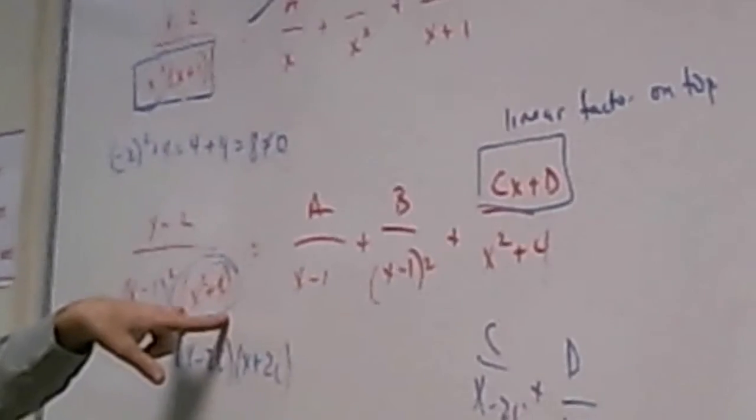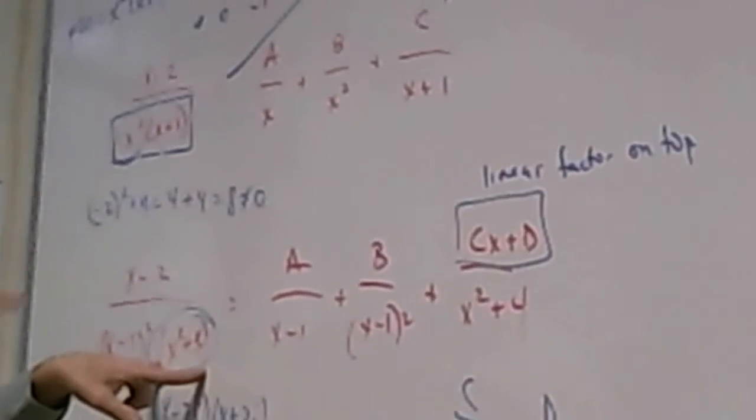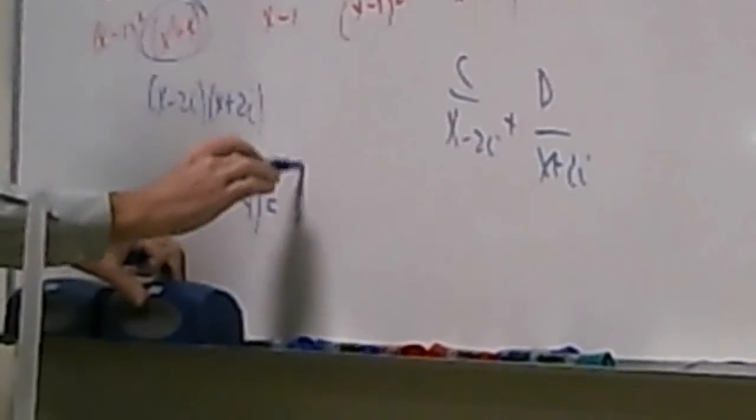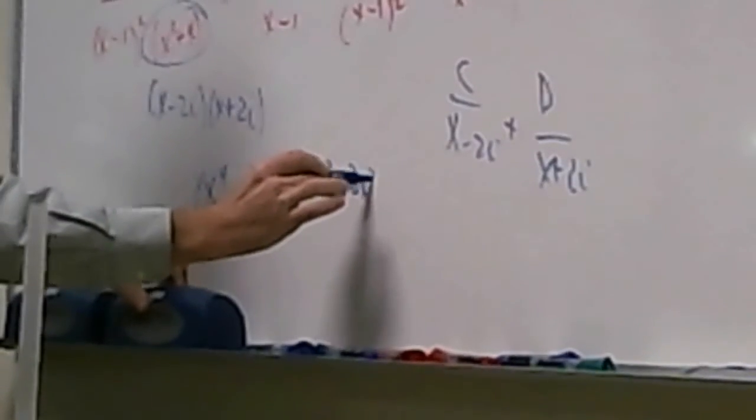Those are the three basic rules you need to know. You see a linear factor, put a letter over it. You see a repeated factor, list it twice. You see a quadratic that will not factor, put a cx plus d. If this was an x to the fourth plus 4, which I will not give you, you would have to do an ax cubed plus bx squared plus cx plus d over it. And then your algebra would be truly a nightmare and would require a course called linear algebra to solve. We ain't going there. That help?